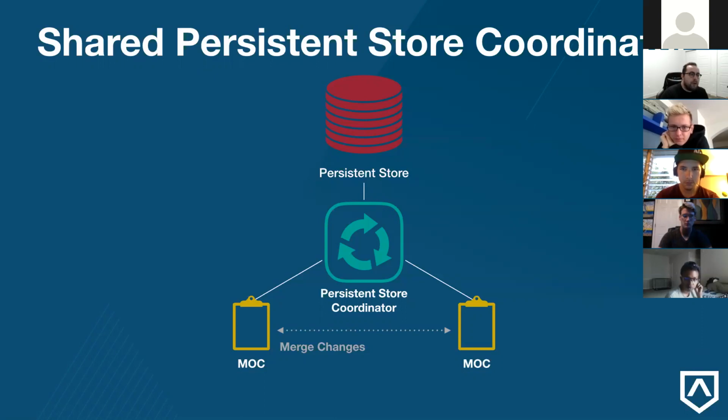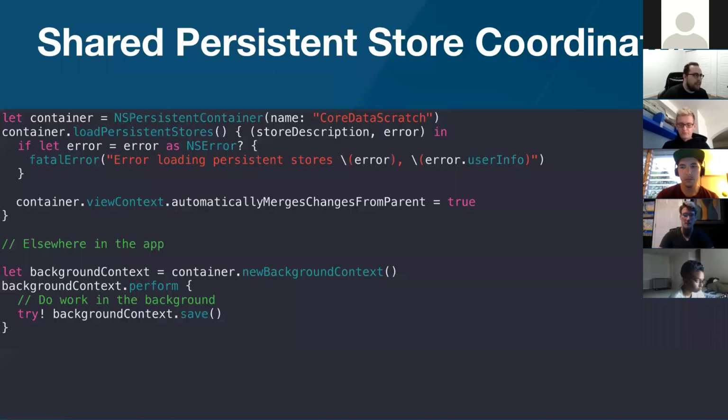So as far as the code goes, it's actually really easy now. Since they added this persistent container, they also made these merging changes really easy. It used to be that you had to set up this whole observer pattern thing going on between the contexts. And now all it is is a single line of code that you have to add to your core data stack, which is this one right here.